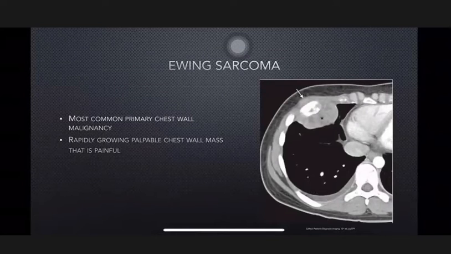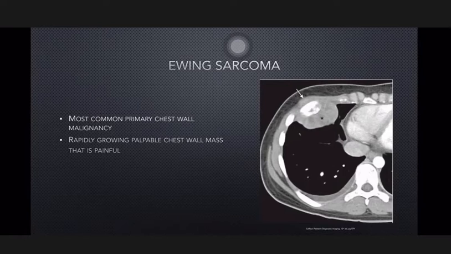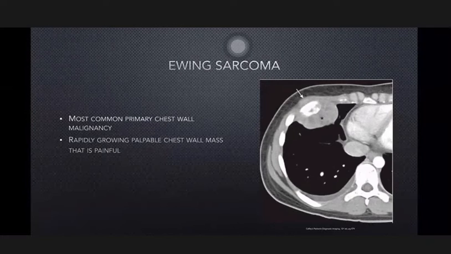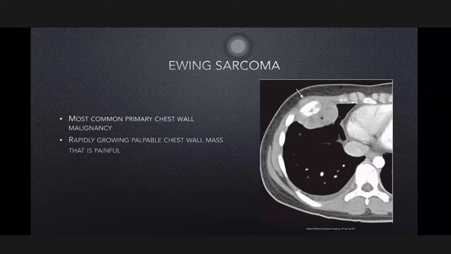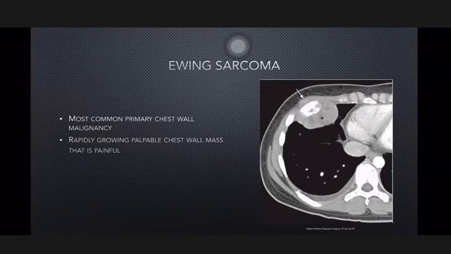So next is Ewing sarcoma. The Ewing sarcoma family of tumors are the most common primary chest wall malignancy in children and young adults. And they often present with a rapidly growing, palpable chest wall mass that is often painful. So this is a contrast enhanced CT image of an 11-year-old boy who presented with a painful palpable lump in the anterior chest wall. It shows focal thickening of the anterior aspect of the right rib, as shown by the arrow, with surrounding soft tissue mass.